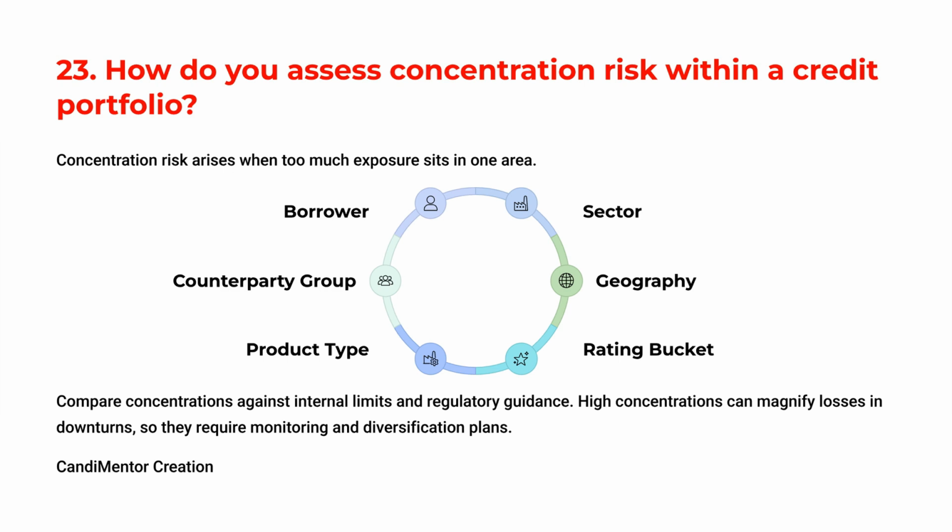How do you assess concentration risk within a credit portfolio? Concentration risk arises when too much exposure sits in one area. You assess by grouping exposures by borrower, sector, geography, rating bucket, product type, country, counterparty group. You compare concentrations against internal limits and regulatory guidance. High concentrations can magnify losses in downturns, so they require monitoring and diversification plans.